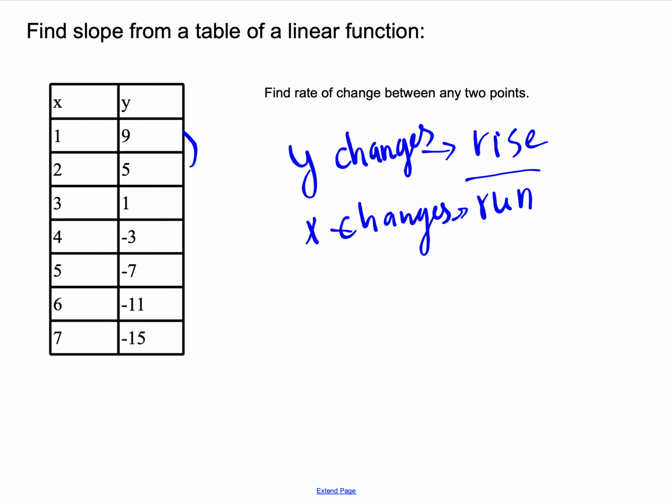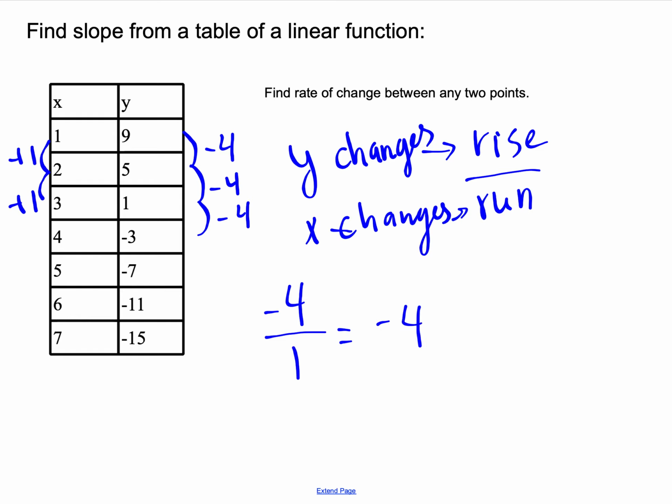So, as I go from 9 to 5 to 1, all the way down there, I am subtracting 4 every time. As on the x's, I go from 1 to 2 to 3, I am adding 1 each time. So the change in y, it seems to be going down by 4 each time. The change in x seems to be going up by 1 each time, giving me a slope of -4/1, which just equals -4.